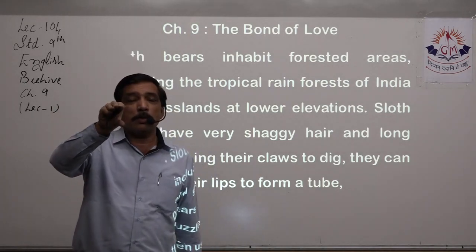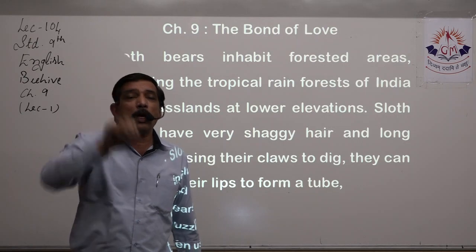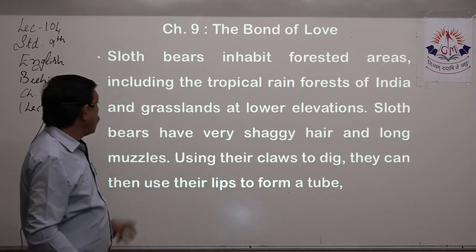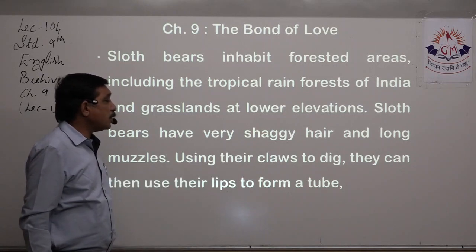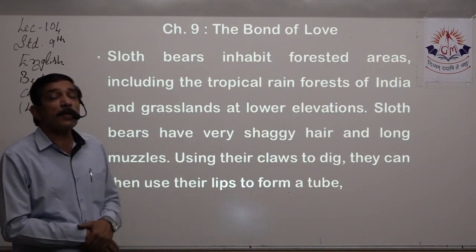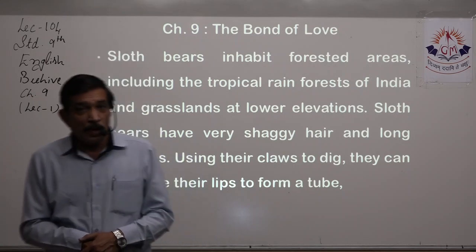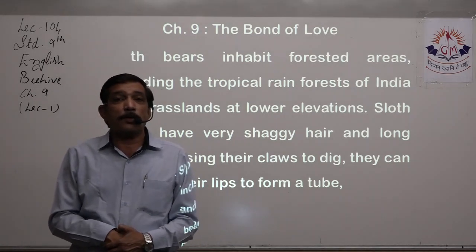It's quite long, protruding outside. That's called a muzzle. Using their claws to dig, they can then use their lips to form a tube. Now, what is their favorite food? Termites. Yes, termite is their favorite food.